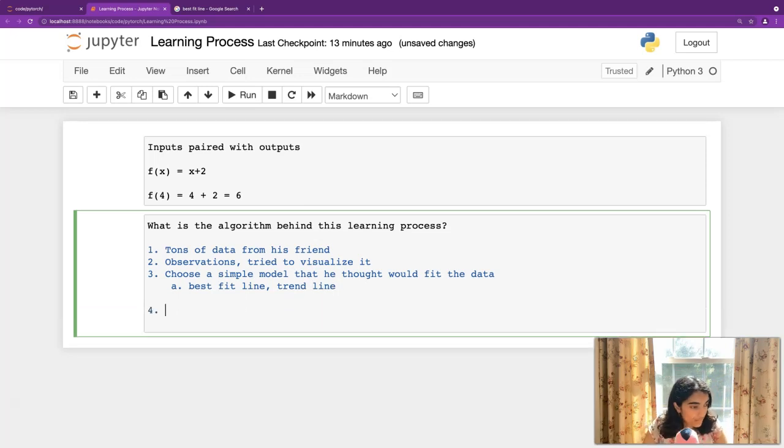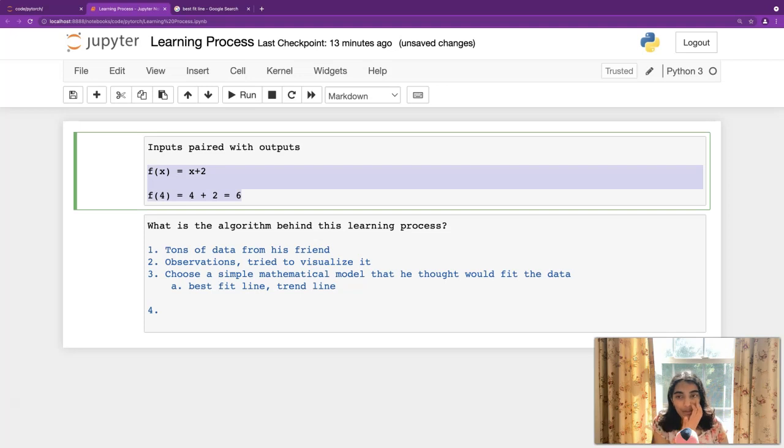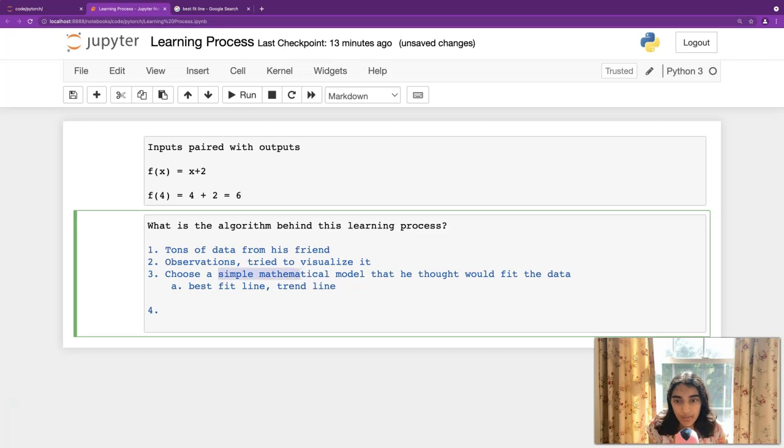Okay, so now we have some visualization. We have the data that we're visualizing. We have a model, a mathematical model. It's literally a function, except in our case, we're going to have a bunch of functions. But here we just have a function. It's a simple mathematical model. And it's a model because we can model new data, and it just represents that. So that's why we call it a model. So he created a model that he thought would fit the data.